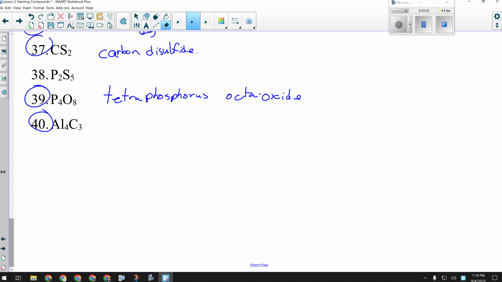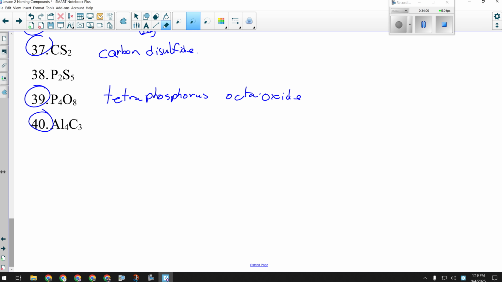Now, so you know, this is exactly the kind of thing I would put on a quiz, except I'd go the other way. I would give you this name, tetraphosphorus octaoxide, and tell you to give me the formula. And I would catch some people reducing that. That's exactly the kind of question I would put on there to test whether you know that rule or not.